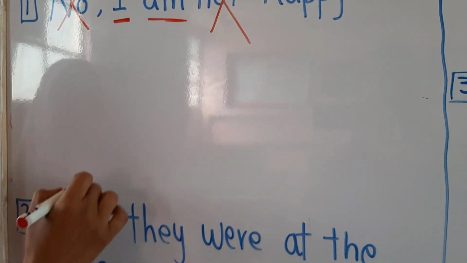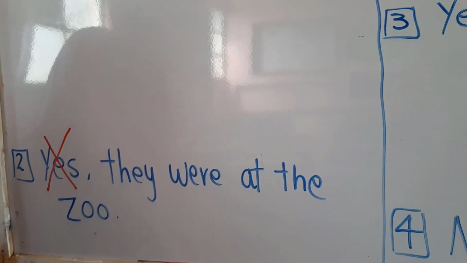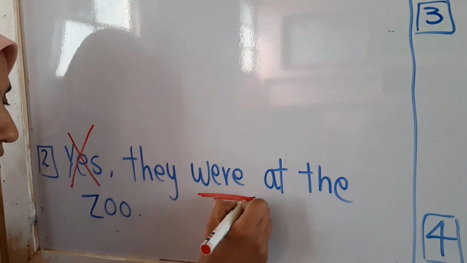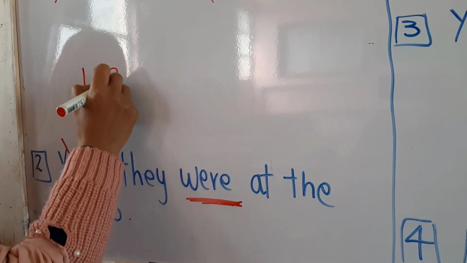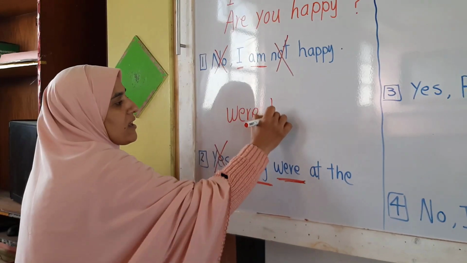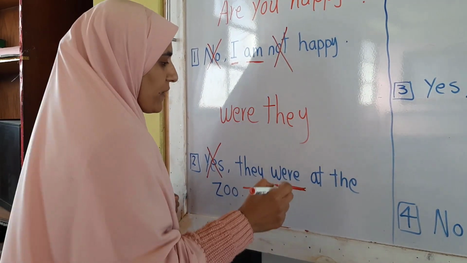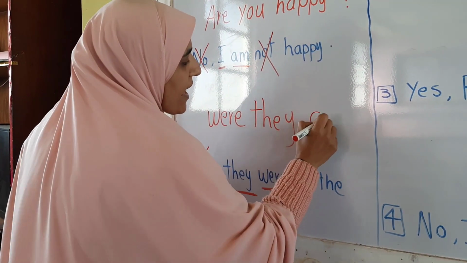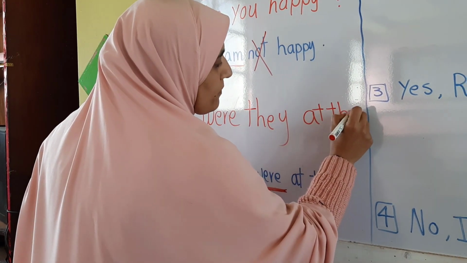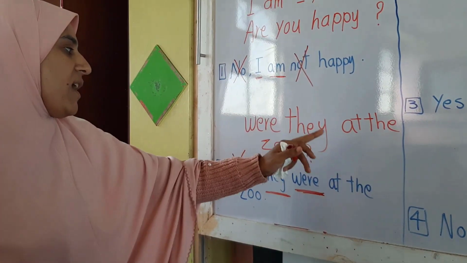The first step, I will omit yes or no. Then I will begin with the auxiliary verb. The auxiliary verb here is were. And then the subject, and the subject here is they, were they. And then I will write the rest of the sentence. Were they at the zoo? Your question will be, were they at the zoo?